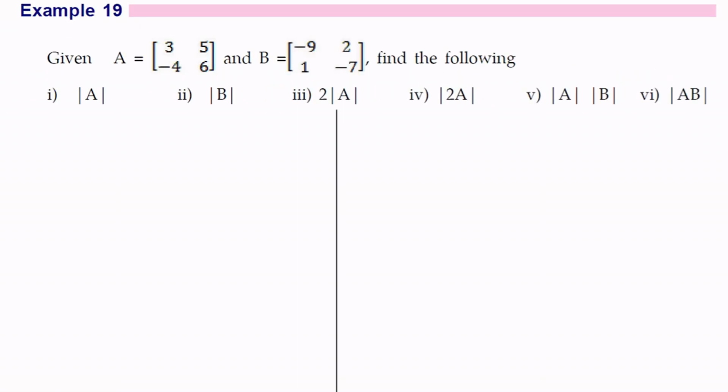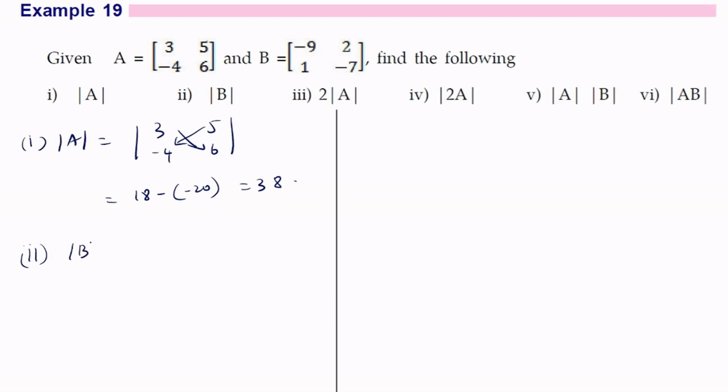So we are familiar with calculating the value of the determinant. So here is an example. Given A equal to this matrix and B equal to this matrix, we have to find the values of each of these. The first one is we have to find the determinant of A. It is determinant of 3, 5, minus 4, 6. So we multiply these two minus multiply these two. So it is 18 minus of minus 20, 18 plus 20, which is 38.